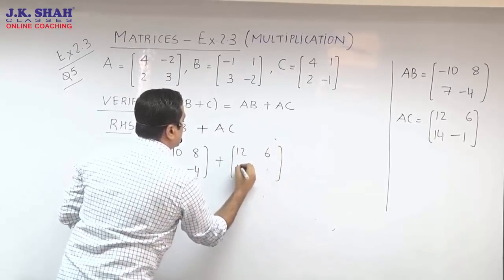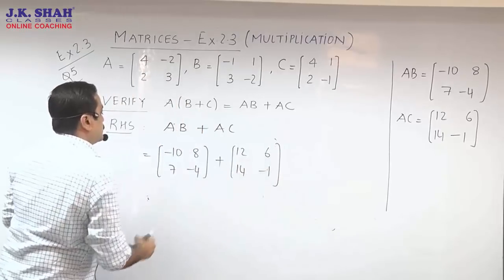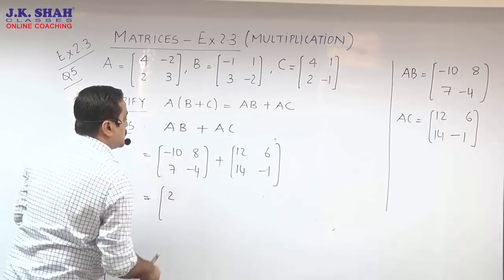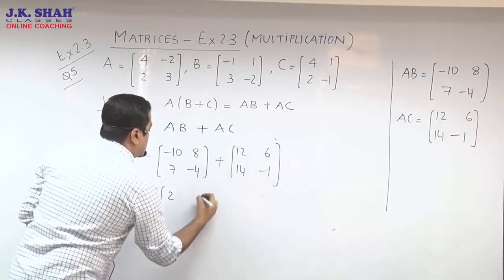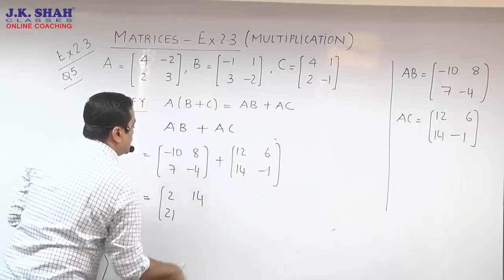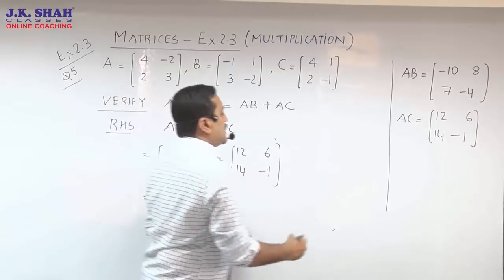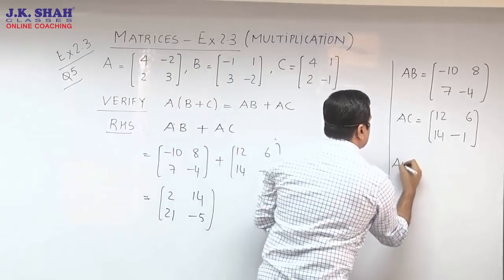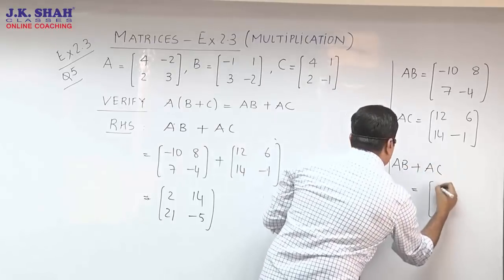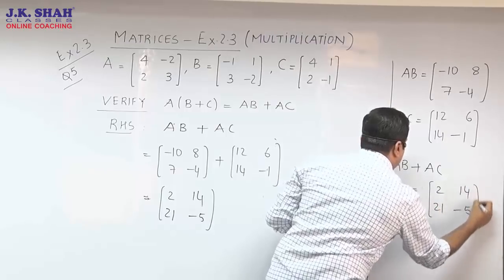No need to go for addition subtraction, pause the screen. No, that is going to hinder the speed of your learning. So it's going to be 2. Now, adding the corresponding elements: 8 plus 6, 14. 7 plus 14, 21. And minus 4, minus 1, minus 5. So finally I would write over here my RHS ends at answer 2, 14, 21, minus 5.